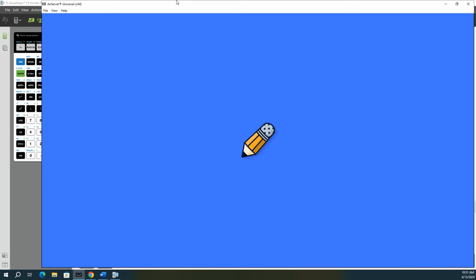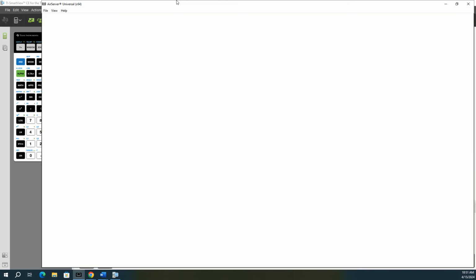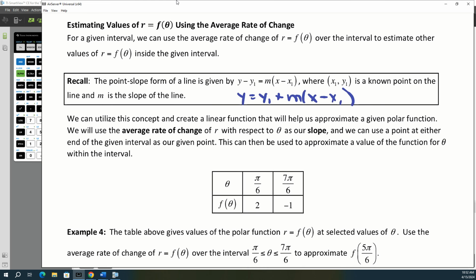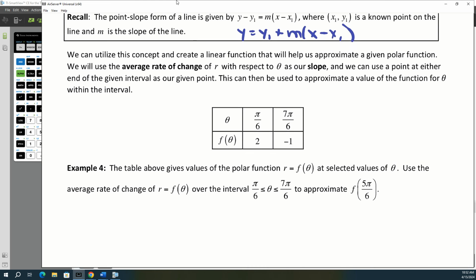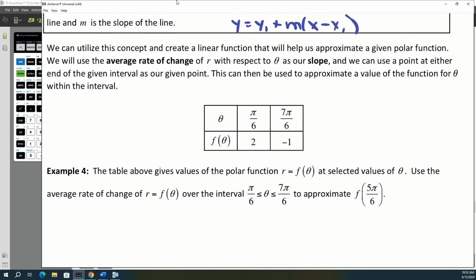And then one thing we're going to do, I don't think we did this back then: we're going to use that equation to approximate another value on the function. So we're going to use the average rate of change in the place of the slope. For m, that's going to be our average rate of change. And then we could use either point to write our function we use to approximate.